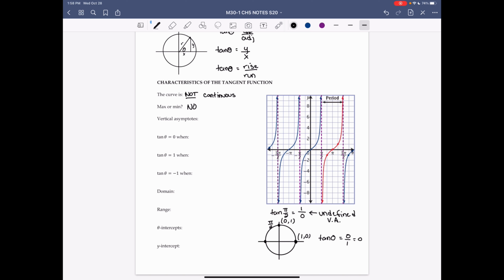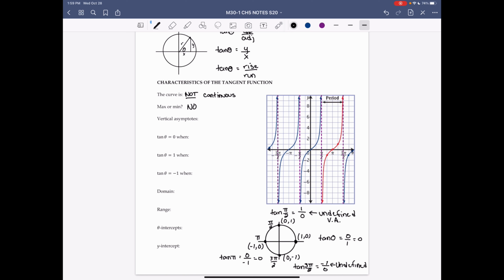Then at pi, we have the point (-1, 0), so tan pi equals 0 divided by -1, which is 0. And then at 3 pi over 2, we have the point (0, -1), and tan of 3 pi over 2 would equal -1 divided by 0, which again is undefined. So it creates a vertical asymptote.